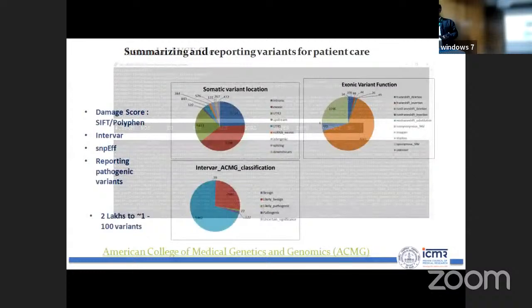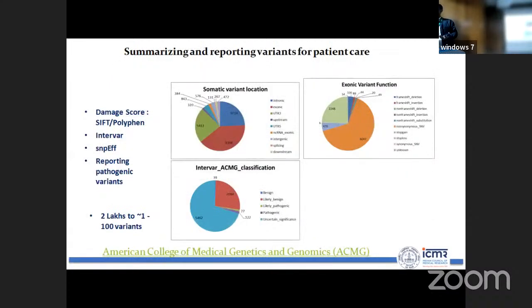So this is a standard VCF file. I'm not going to explain it in detail. For damage score prediction, you will basically be using SIFT, PolyPhen, InterVar, and similar tools. This is how, from a single genome, you will get 2 lakh variants. The question is how you can shortlist from 2 lakhs to 100 variants.